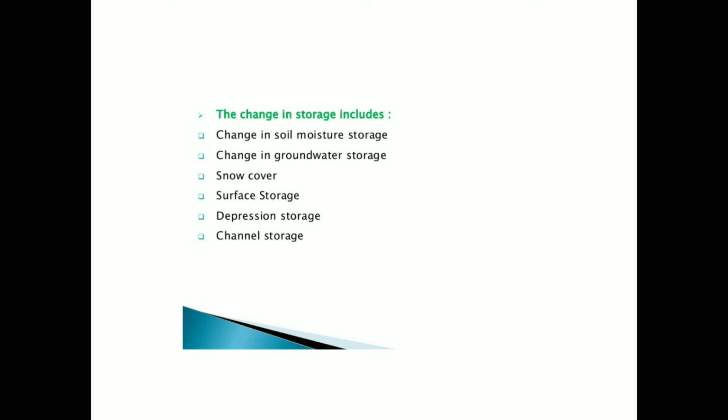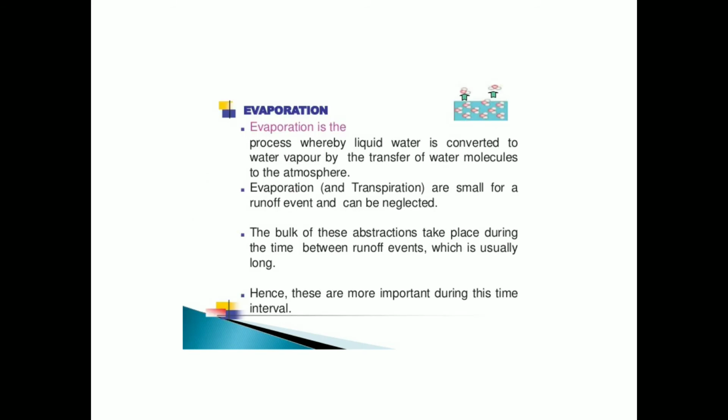Then changes in the groundwater storage occur. If snow is there, then snow cover is there. Then at the surface some storage is there, or some depressions are there at that place. So storage in the depressions is there, or in the channels the storage is there. So changes in this storage are called the change in storage, and whatever the total comes, it is the water balance. Now we will see evaporation.